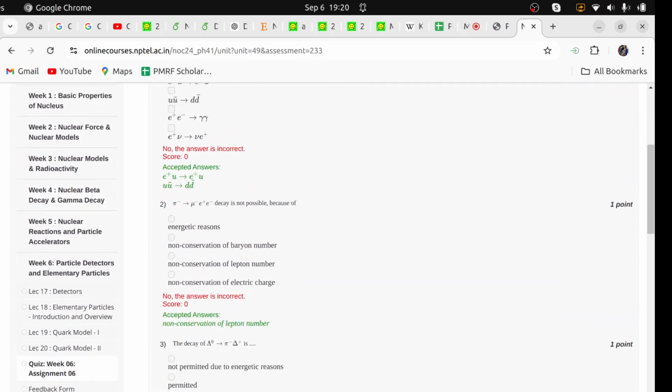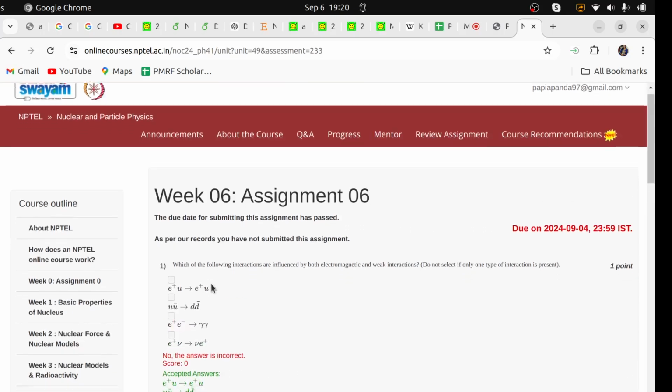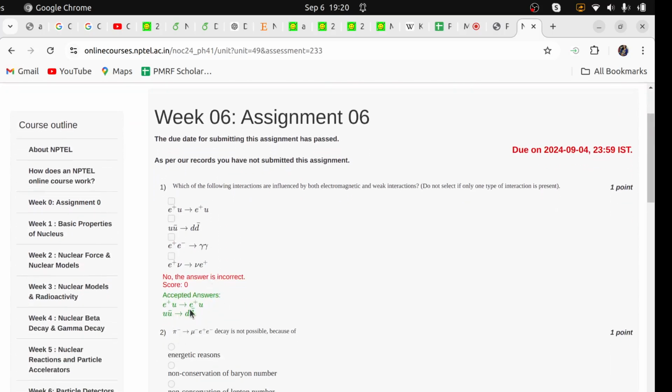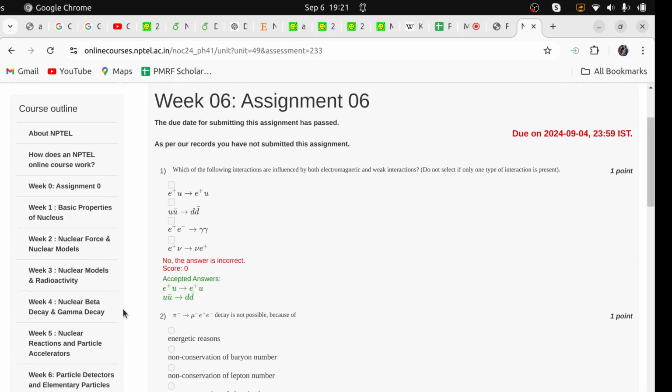Oh, okay. How is that u turning to d? How is that a reaction? Yes, u was coming to d bar. Okay, that is fine, I will tell that. But again, also e plus u is going to e plus u. So this is okay. What is the question here? Which of the following interactions are influenced by electromagnetic and weak interactions? Okay, fine.